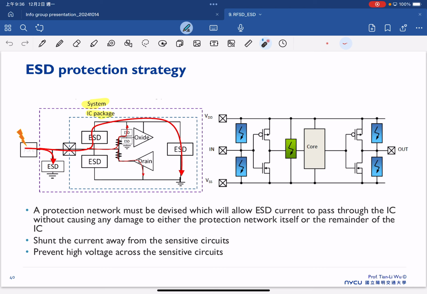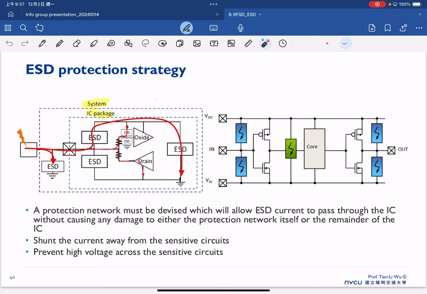We first understood what happens due to the ESD issue, and then we understood how we qualify our ESD with different testing models, the human body model and the charge device model. We also talked about something similar to the TLM, the TLP, the transmission line pulsing. And the last part is mainly related to how we try to prevent the ESD. That's what we call the ESD protection strategy here.